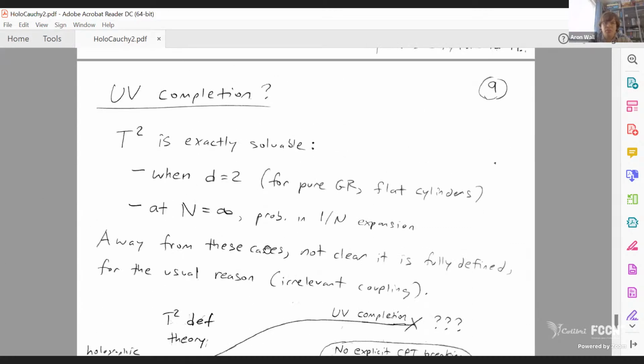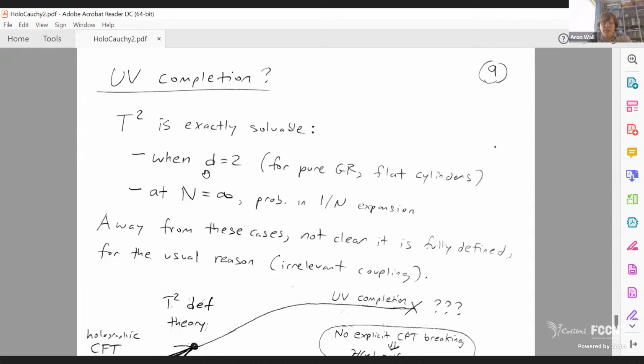All right, I'm nearly done with what I wanted to say, but let me just go in a somewhat more speculative direction. So as I mentioned earlier, the t-squared deformation is solvable without the usual issues that afflict irrelevant deformations in 2 conditions. One is when d equals 2, which is the case of pure general relativity.